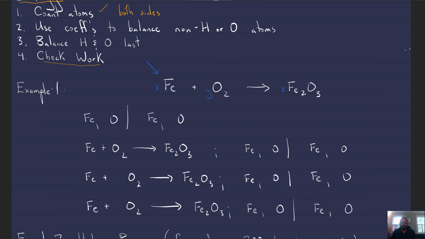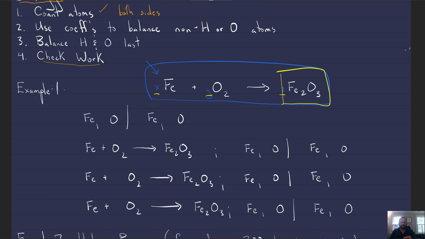So here we have our first chemical equation. It's iron reacting with oxygen. Presumably there's the input of heat to get the reaction to go. And then it forms ferrous or ferric oxide, which is this right here. So we need to come up with X, Y, and Z to balance the number of atoms on both sides.